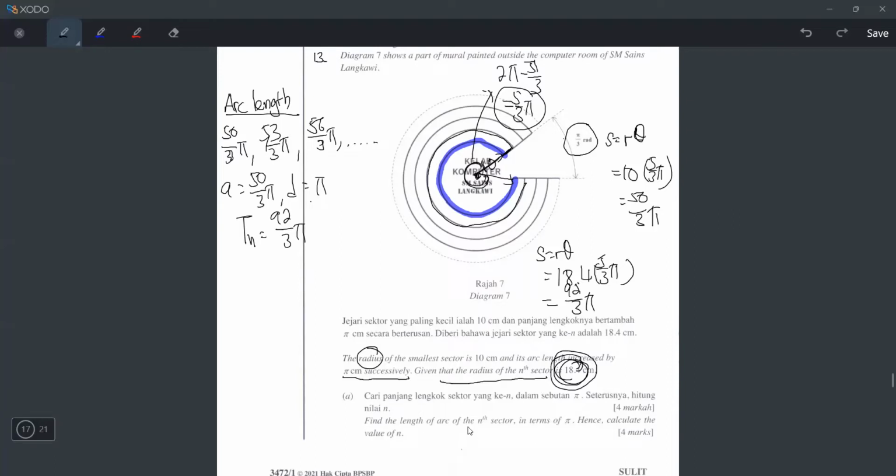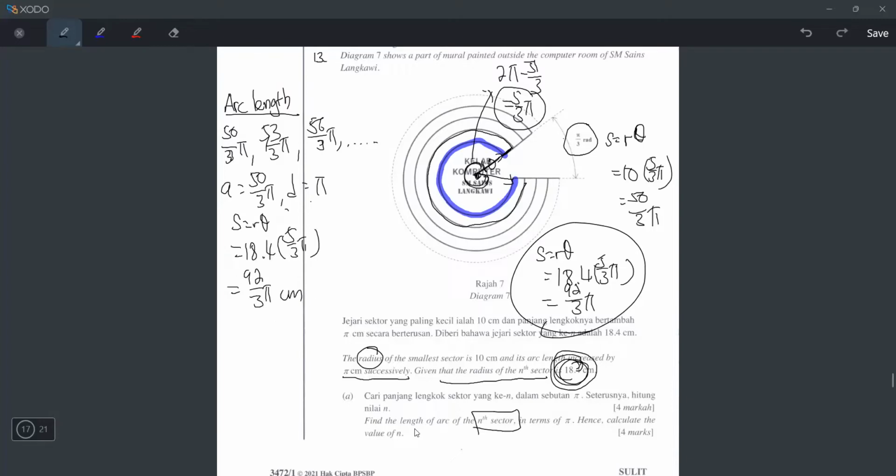And then they say find the length of arc of the nth sector. This one. So I just copy this here. S equals r theta, which equals 18.4 times 5 over 3 pi, then 92 over 3 pi cm. This one is the length of arc of the nth sector, in terms of pi. So this is the length of arc.